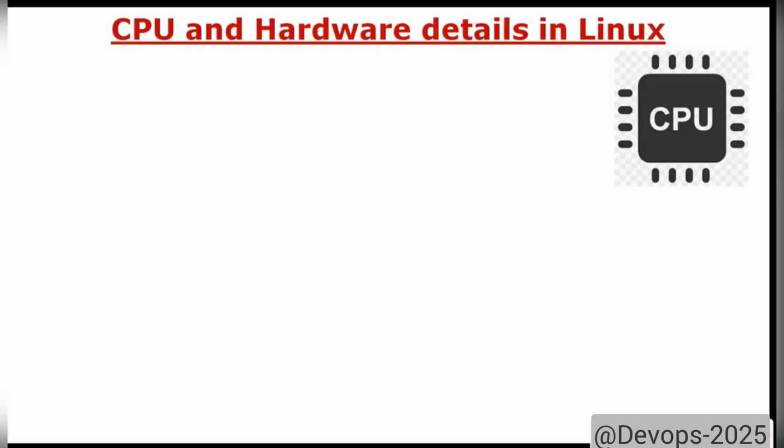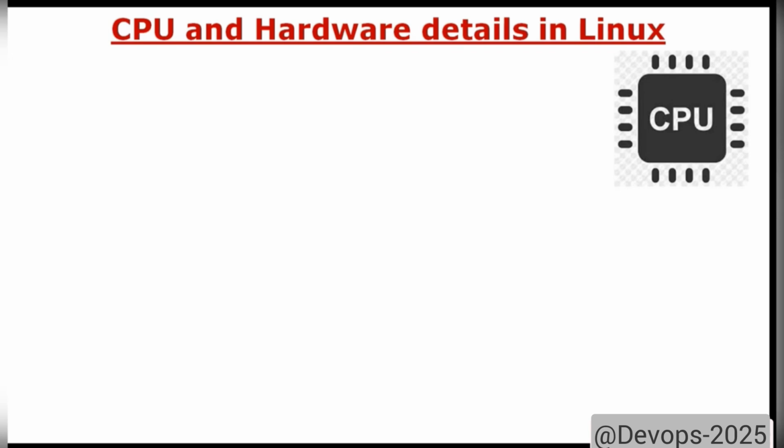In this video, we will see how to verify or check the CPU details and hardware details in the Linux operating system. There are two ways we can verify this. If it is a cloud, we can directly log into that cloud dashboard, go to that particular server, and click on its details, where we can see what the CPU is and what the hardware is.